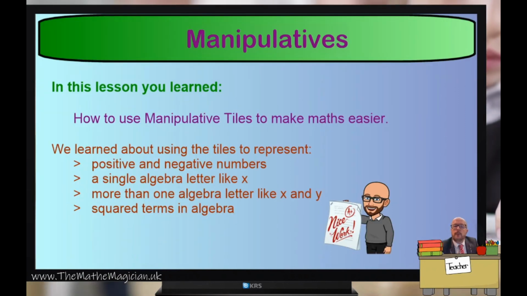Today we've covered using manipulative tiles to make maths easier. We've learned about using the tiles to represent positive and negative numbers, single algebra values like x, more than one algebra value like x and y, and squared terms in algebra.